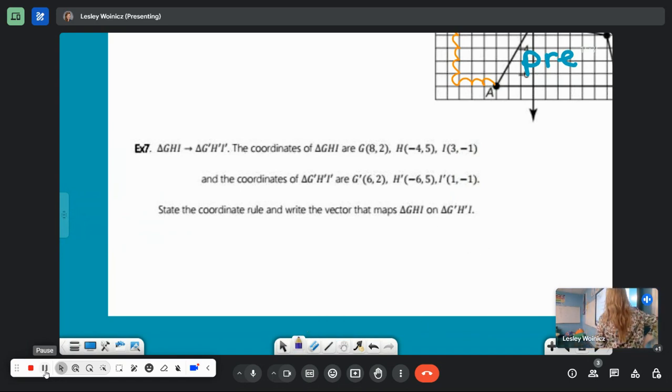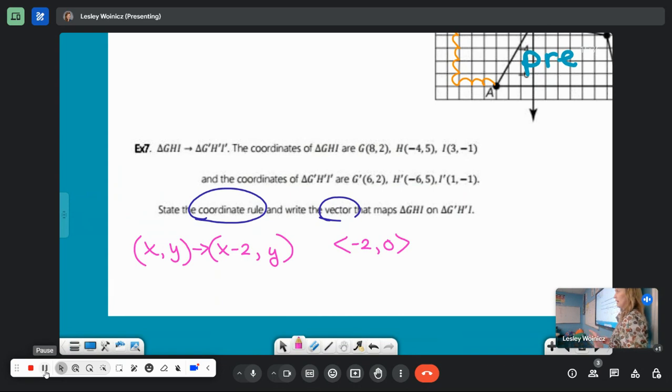Okay, so I want you to do the same thing, the coordinate rule and the vector, but this time you don't have a picture. All you have are the coordinates. So you have to look at the coordinates very carefully and see if you can figure it out. Go. Okay, check yours with mine. How did I do? Good? Okay, that's going to be it for today.